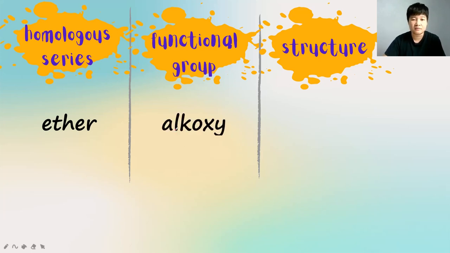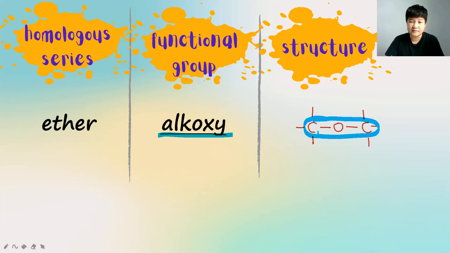What does alkoxy mean? How does alkoxy look? The structure is a carbon holding a single bond to O in between carbons. And every carbon deserves four bonds, don't forget that. So the alkoxy over here is the COC, the C single bond O single bond C. That is your alkoxy. The simplest ether that I can give you is CH3OCH3.